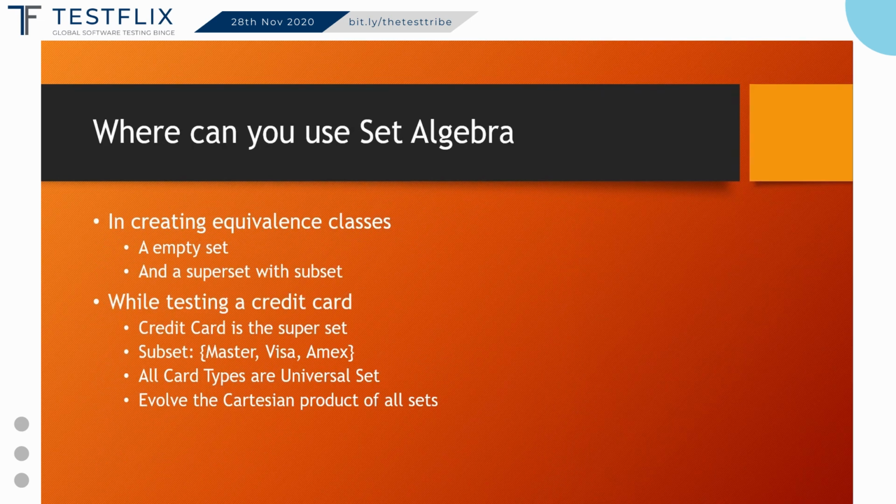Now, where can you use set algebra? Of course, while forming your equivalence classes, you can use an empty set as an equivalence class. Also, you can derive a superset and a subset to come up with a set of equivalence classes that you may need to test any of your fields. And while testing a credit card, I'm sure there are multiple combinations of credit card numbers that you may want to test.